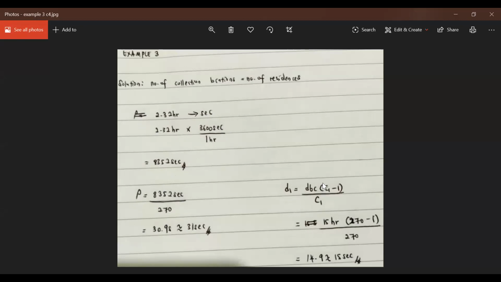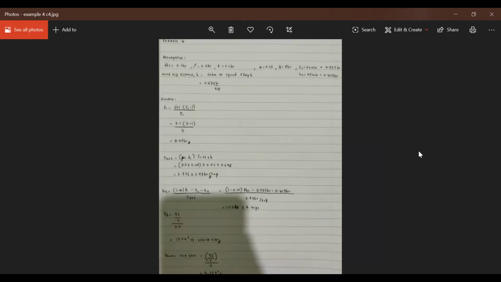And then for D1, DBC multiplied by (C1 minus 1) divided by C1. So 15 seconds for DBC, you can get from the question, and 270 residences minus 1, divided by 270 residences, you can get 14.9. Then you can round it off and it becomes 15 seconds. Okay, in the solution, the number of collection locations equals the number of residences, so that's why we use C1 as 270 residences. Proceed to our next slide.